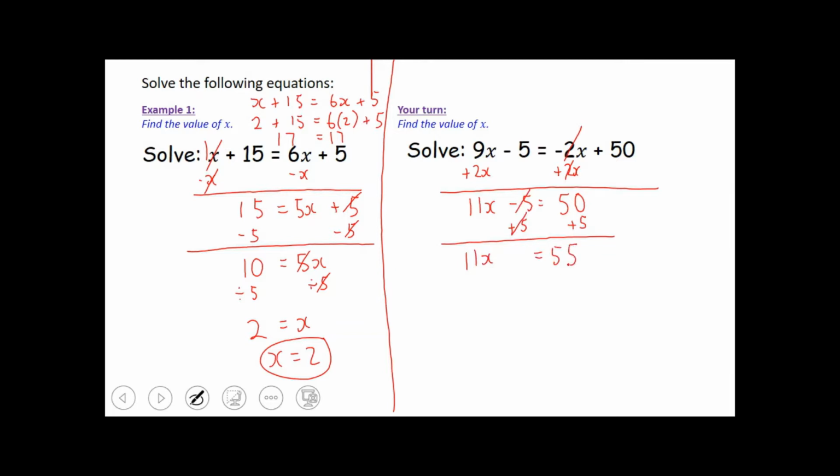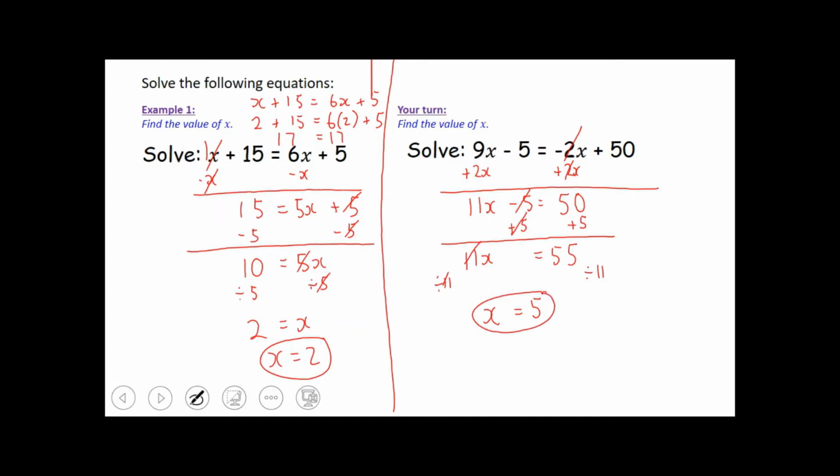We've got 11x, we just want x on its own, so you want to divide by 11 on this side, and you want to divide by 11 on the other side. It's really important that whatever you do on one side, you must do on the other side. 11 divided by 11 is x on its own. 55 divided by 11 is going to be 5. So my final answer is x equals 5.